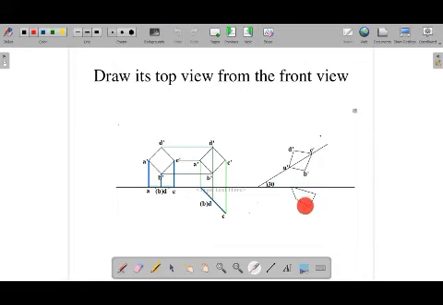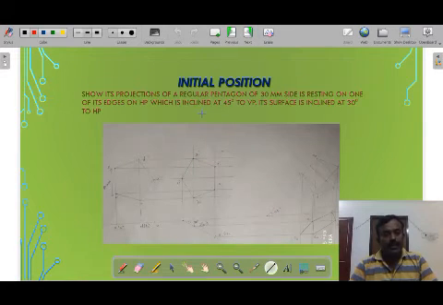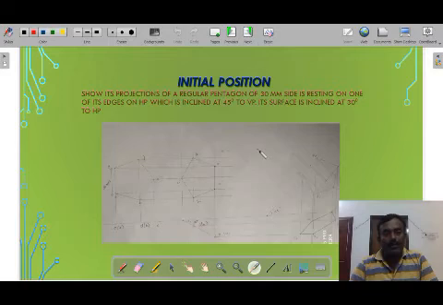Here I have made some mistake, but only the final front view as well as the final top view should be drawn with the help of a thick continuous line, and the remaining with thin lines. So now let us see what are the common mistakes some students usually make.